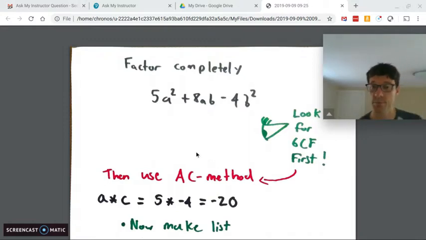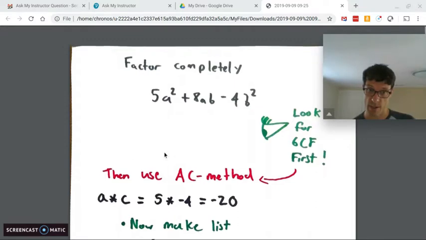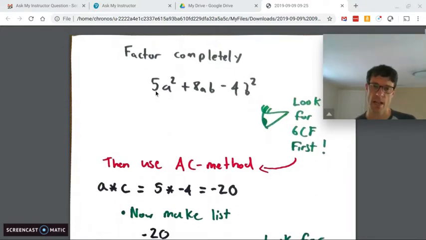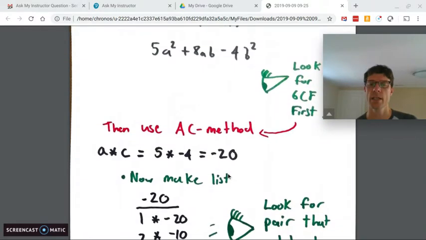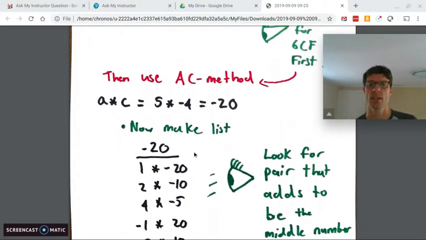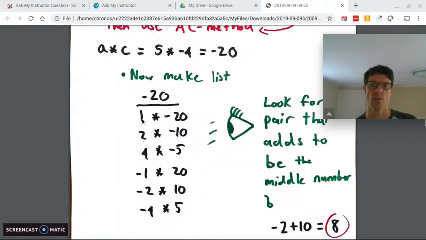It's a trinomial, so we're going to use the AC method. Remember that 5 is the A, 8 is the B, and -4 is the C. So the AC method just has us multiply the first number and the last number together to get -20. And then I just want to make a list of -20's factors. So 1 times -20, 2 times -10, 4 times -5.